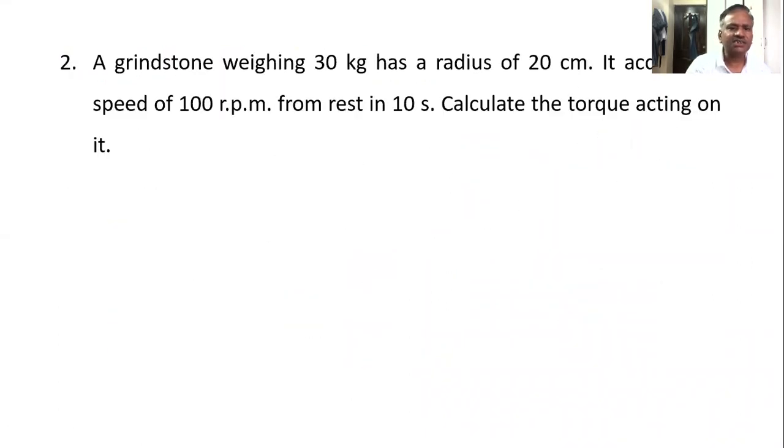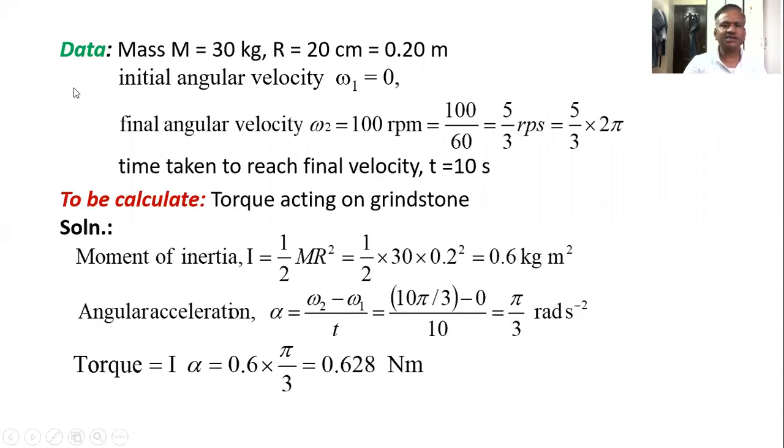Okay. Next. What are the other given parameters in this situation here? Here radius has been given, and speed omega 2 equals what? 100 rpm. Omega 1 equals 0. Why am I saying omega 1 equals 0? Because initially it is at what condition here? That is rest condition. What is the time here? 10 seconds.